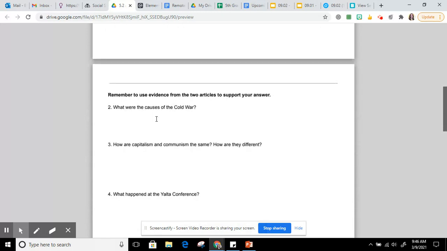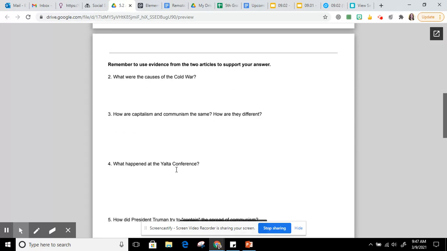Number 2, and here, remember to use evidence from the 2 articles, the article and the chart, to support your answer. Number 2, what were the causes of the Cold War? So why did the Cold War happen? What caused it to happen?